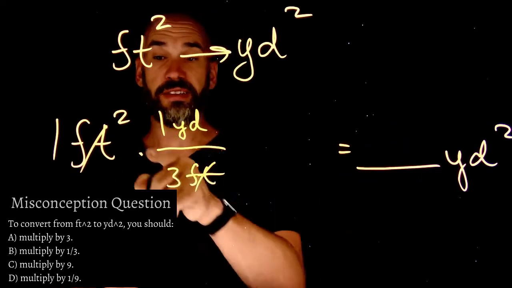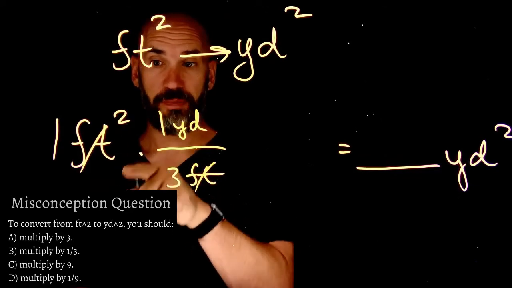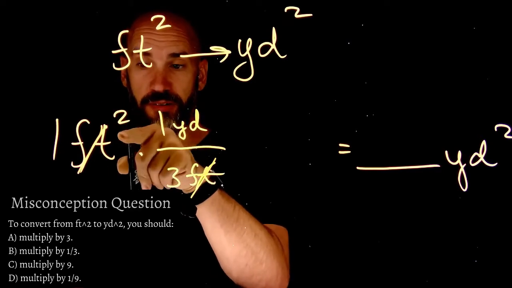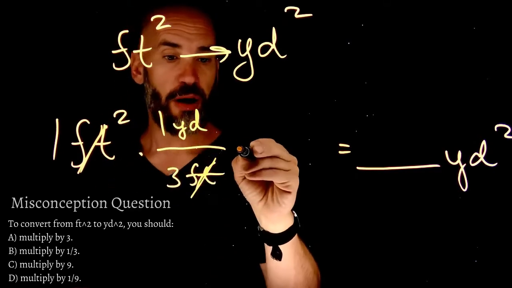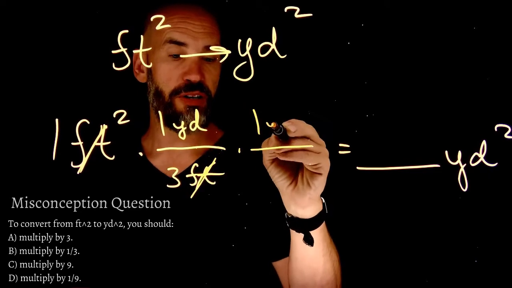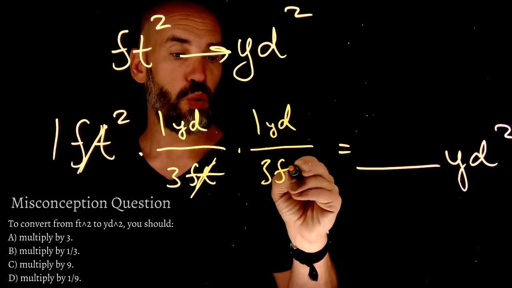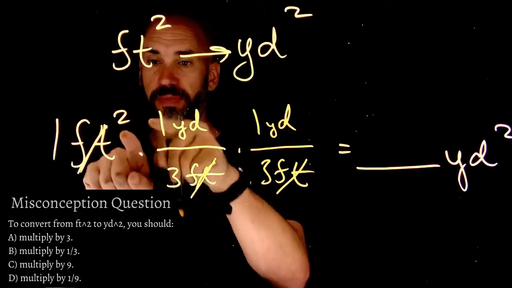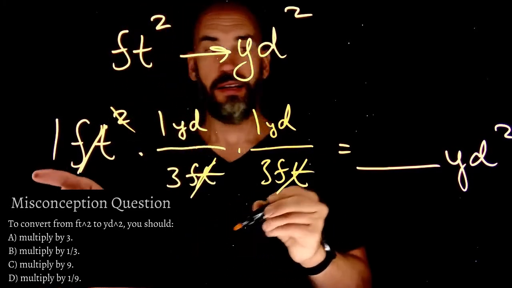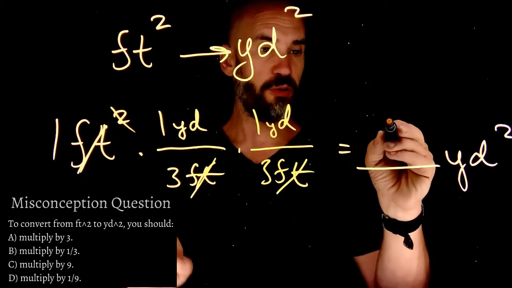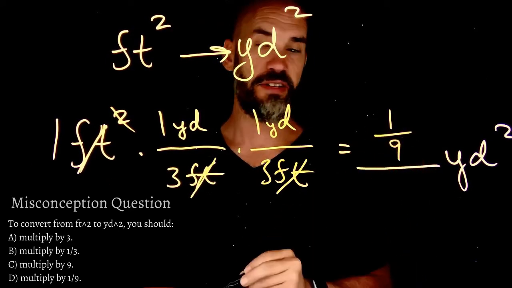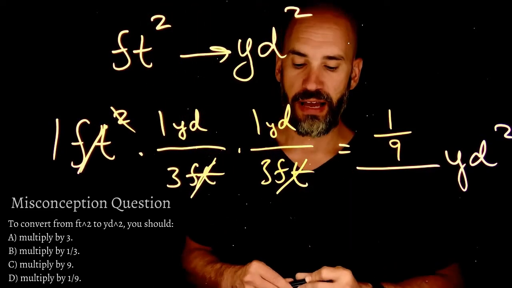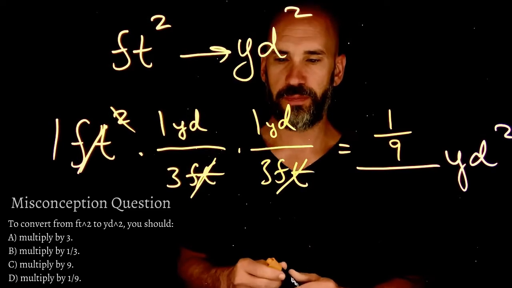Well, the truth is, this is actually squared here, right? This is squared. So if I cancel out 1 foot, I'm still left with 1 foot over here because there's feet squared. So I actually have to multiply by 1 yard over 3 feet twice, because now I have feet squared in the bottom. Feet times feet. That will cancel out with that. And that means that 1 foot squared is 1/9 of a yard squared. So the answer would be D. Multiply by 1/9 in order to get that conversion, okay?